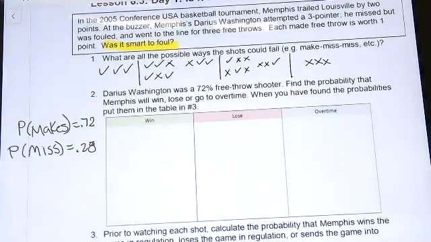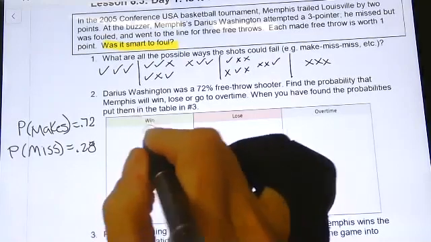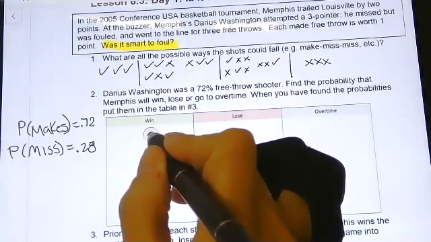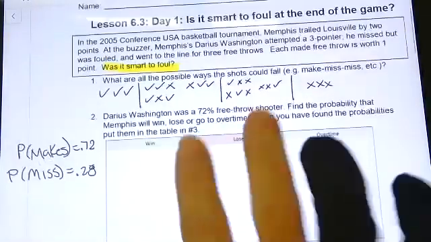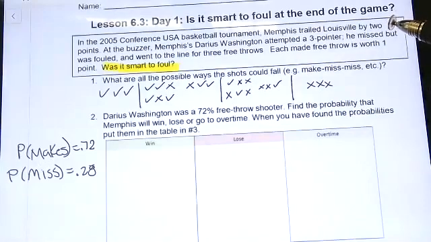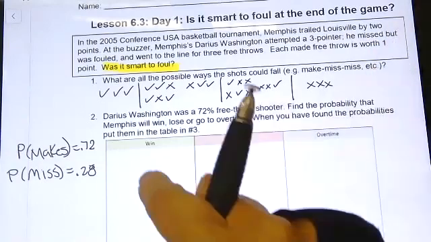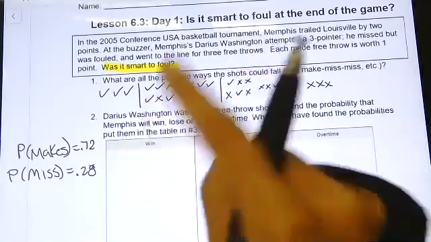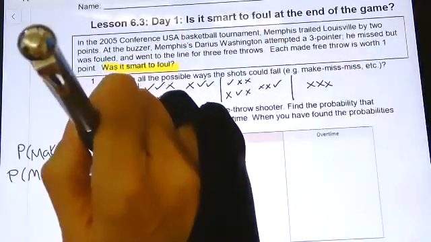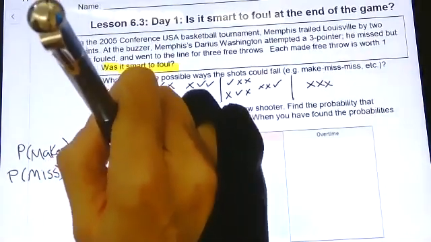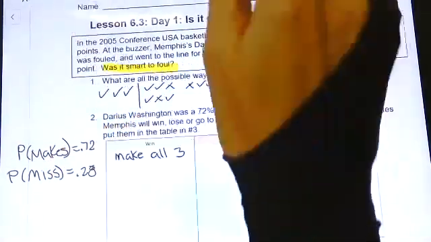Okay, so if we take a look at this, that means they win the game. Okay, for Memphis to win the game, they were behind by 2 points. How many of the shots does Washington need to make? He has to make all 3. The only way that Memphis is going to win the game, because they were behind by 2, is if they make all 3 shots. So the only way this is going to happen is he has to make all 3. So in other words, this is what has to happen. So he has to make the first shot.